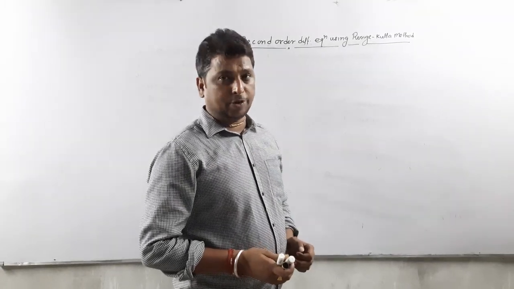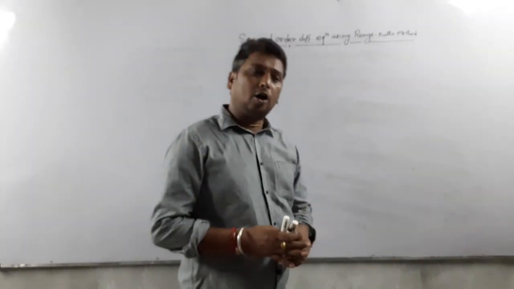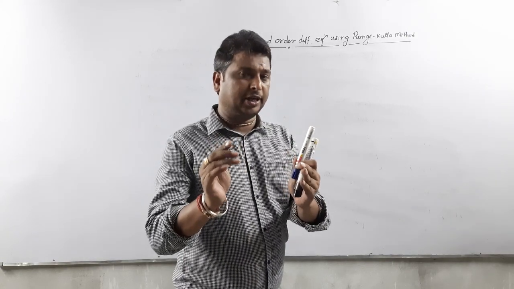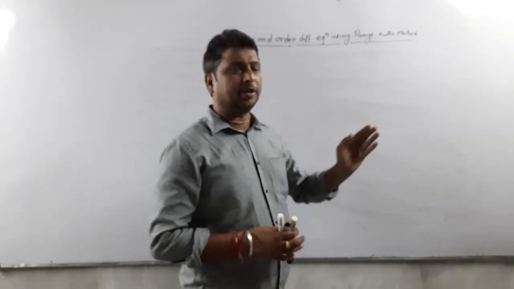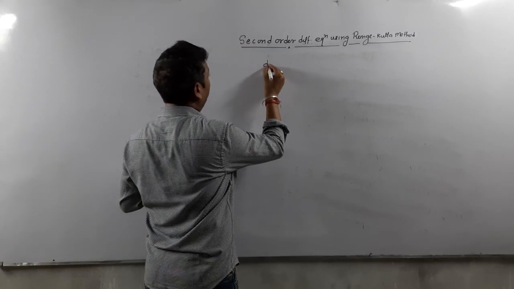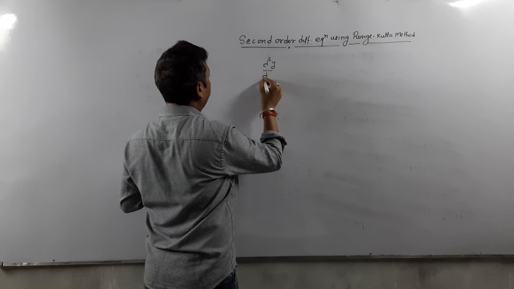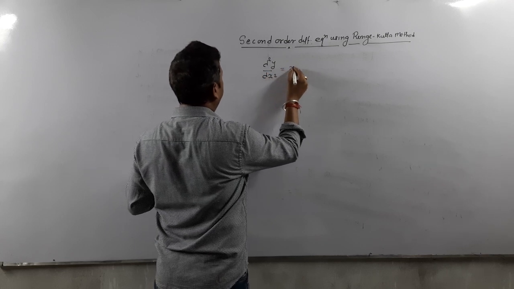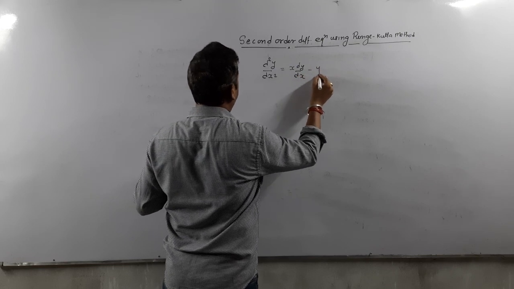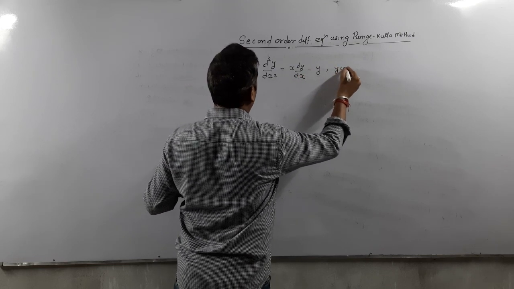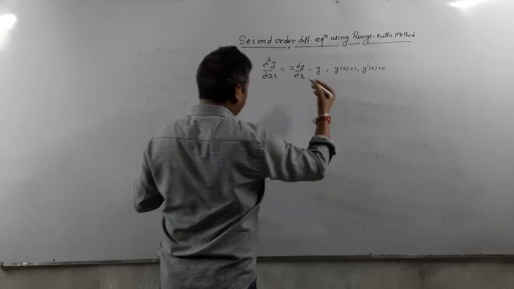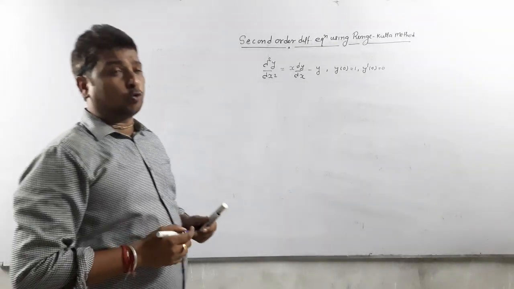Second order differential equation using Runge-Kutta method, or we can also say how we solve a system of differential equations using Runge-Kutta method. Both are the same topic. Now suppose we have one equation d2y/dx² = x dy/dx − y, with the initial conditions y(0) = 1 and y'(0) = 0. The question is to solve this using Runge-Kutta method.